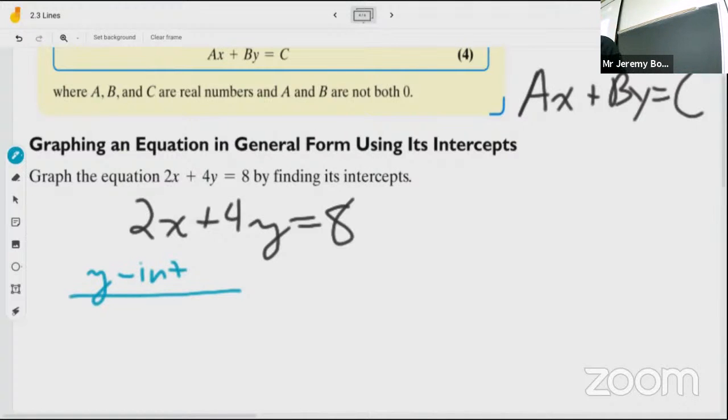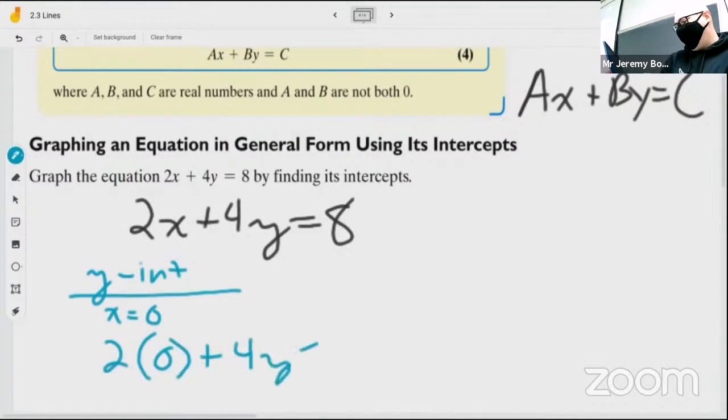How do we find the y-intercept? What do we know is true for all y-intercepts? X is equal to 0 because it's crossing the y-axis, and all along the y-axis, x is 0. So we're going to set x equal to 0. So we're going to do 2 times 0 plus 4y is equal to 8.